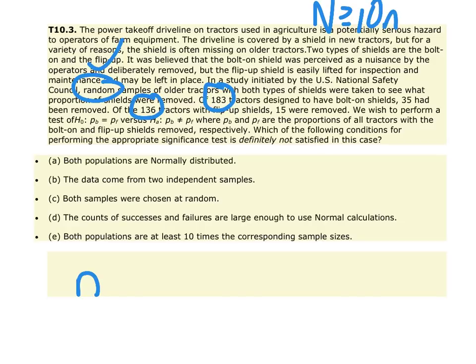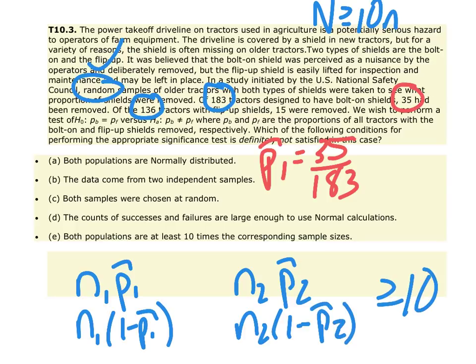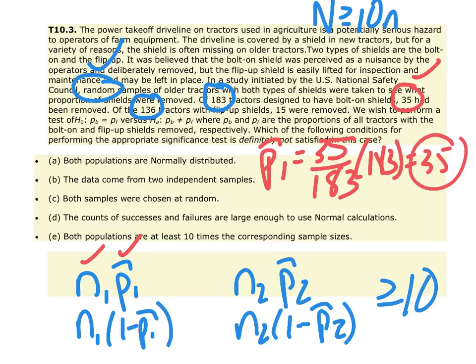Now for normality, the significance test and the confidence interval actually have the same normality check. We're just checking to see if n1 times p-hat 1 and n1 times 1 minus p-hat 1, and then n2 times p-hat 2 and n2 times 1 minus p-hat 2, all four of these have to be greater than or equal to 10. Now to check for our p-hat 1, we have 35 out of 183. If we multiply it by its sample size of 183, this is clearly going to be 35. So this condition is met. For this other condition, we have the difference of 183 and 35, which is 148, so that's greater than or equal to 10.